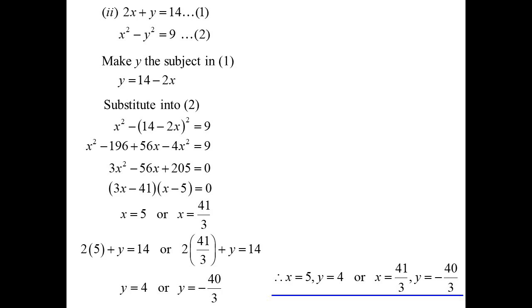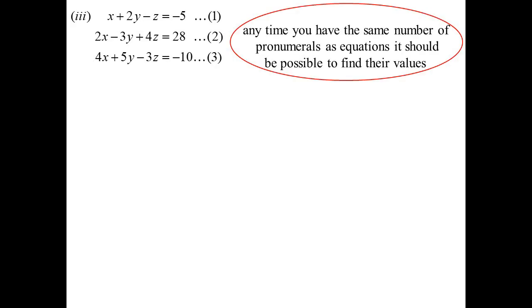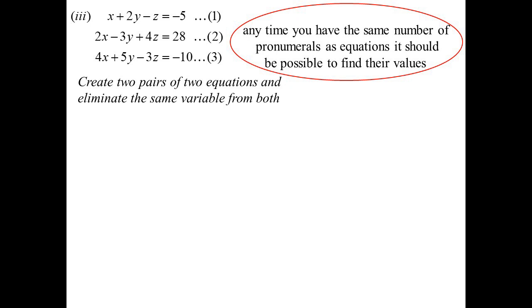So two distinct possibilities. Now I said any time you've got the same number of equations as you do pronumerals. Sure, most of the simultaneous equations you've seen so far are just two equations. But you can use this idea. Here's one where I've got 3 equations and 3 pronumerals. A few more steps, but the idea is the same. I'm going to eliminate one of those variables, but you do them a pair at a time. So I'm going to create 2 new pairs.